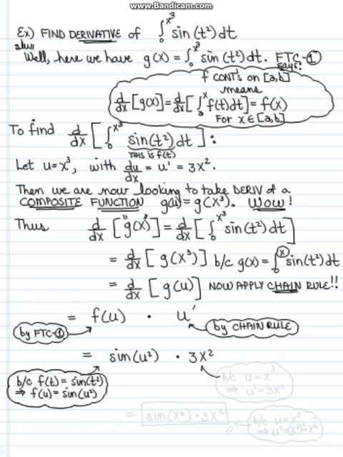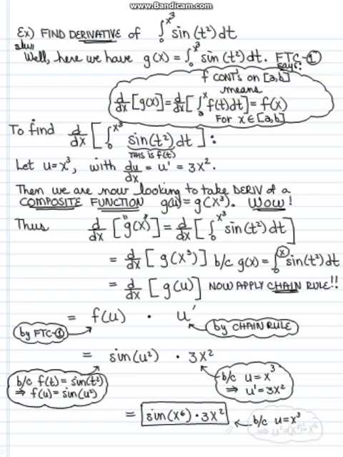What's u prime? Well, because u is equal to x cubed, that implies that u prime is equal to 3x squared. So we'll replace u prime with 3x squared. Our final solution is the sine of x to the 6th, and then multiply the sine by 3x squared. Why is that? Because u equals x cubed means that u squared is the same as x cubed squared, which is x to the 3 times 2. That's x to the 6. That's where that x to the 6th came from.